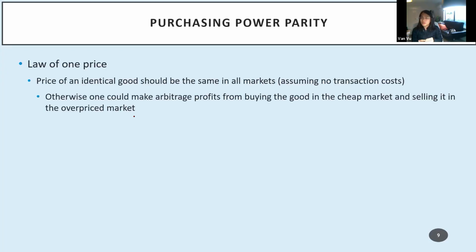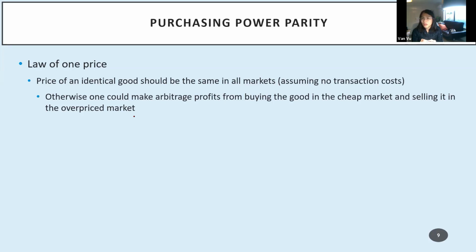Purchasing power parity is a condition that is based on the law of one price. Under the law of one price, any identical product should be traded at the same price in any market. So the price of, say, a McDonald's should be the same if I go to Bandura or if I go to Mulgrave, and so on and so forth, assuming no transaction costs, of course.